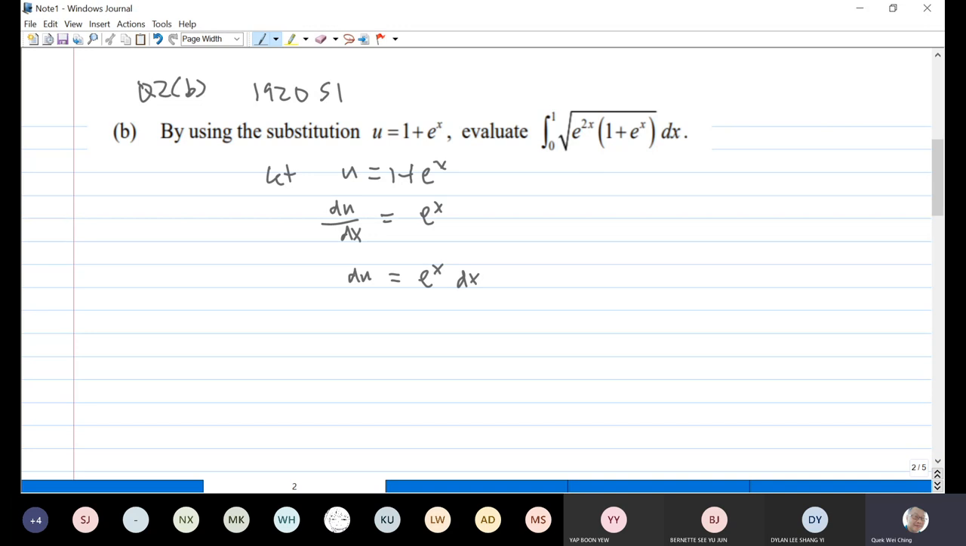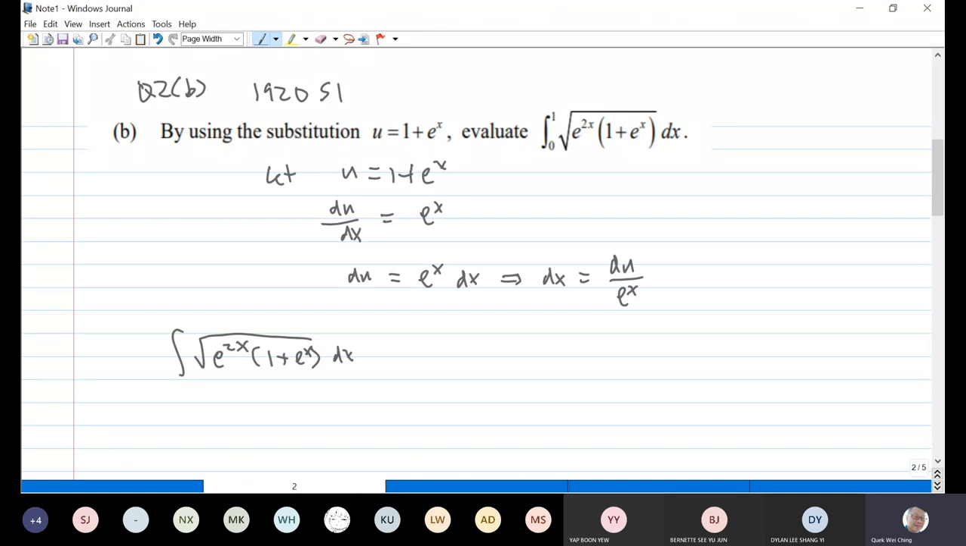Now, how do you integrate this one without limit first? Consider this one. What is e^x now? Your u is 1 plus e^x, right? So what is actually the problem there? You want to arrange them so that your dx is du over e^x. So let's look at the integral. This is tricky, a lot of things involved. There is the square root of e^2x here, then 1 plus e^x dx.